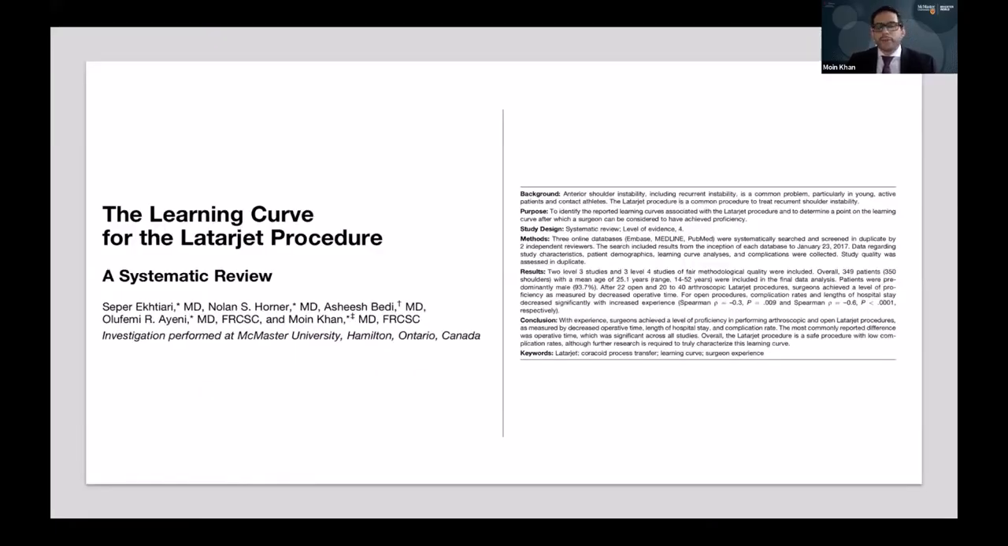What about the learning curve of the Latarjet procedure? It is a technically challenging procedure. This is some work that we've published that showed that you need at least 20 or so procedures before you are technically proficient with this and your risk of complications decreases.